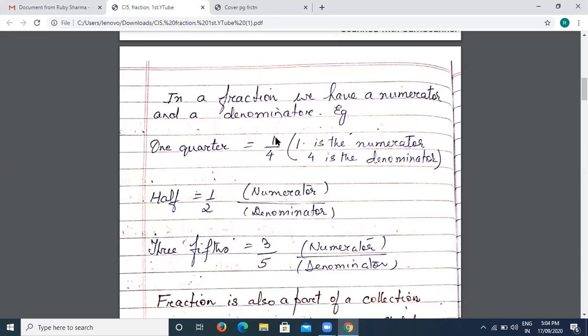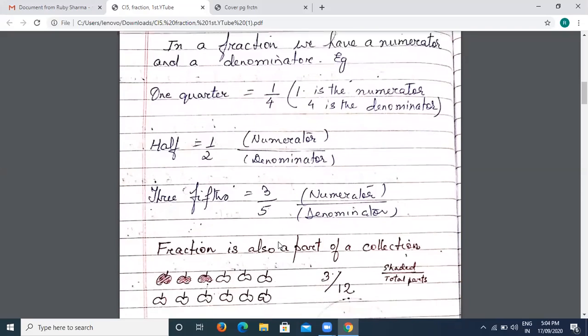And numerator represents the part that is in question, like 1 part is eaten, 1 part is taken away. So we read 1/4 as one fourth. Half is written as 1/2: out of 2 parts, 1 part. So when we read 1/2, this is half, this is 3/5, and so on.